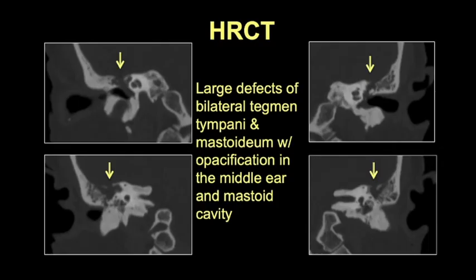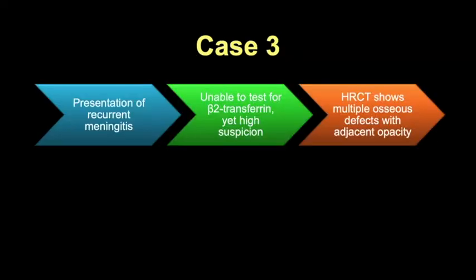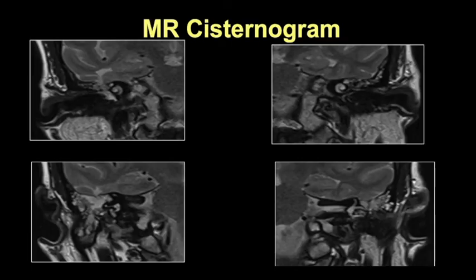And in this case, we saw large defects along the bilateral tegmen tympani and mastoidium with opacification of the middle ear mastoids bilaterally. So again, we have recurrent meningitis, high suspicion for a leak, but unable to test with beta-2 transferrin, multiple osseous defects with adjacent opacity. So in this setting, we recommend MR cisternogram.